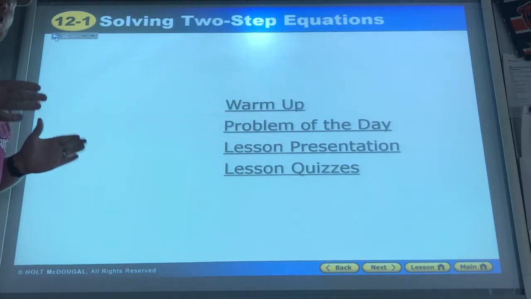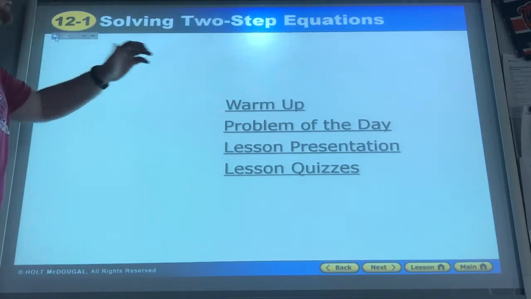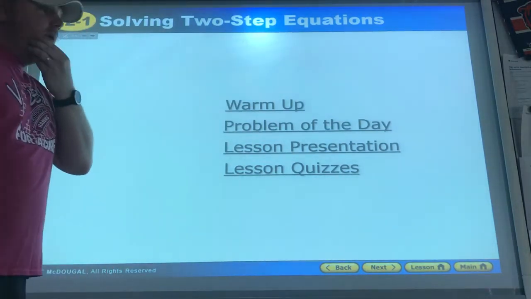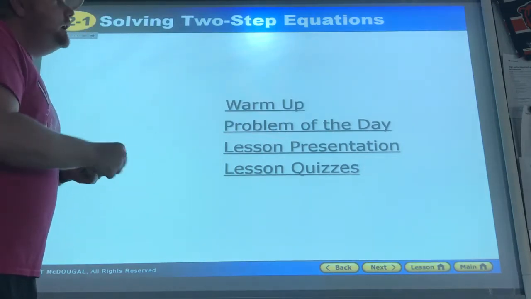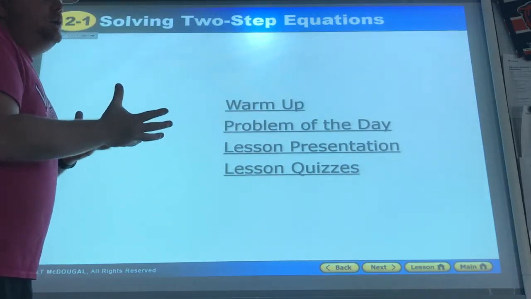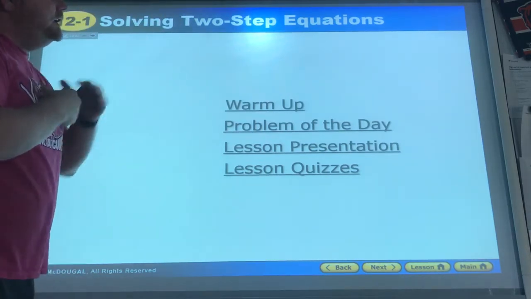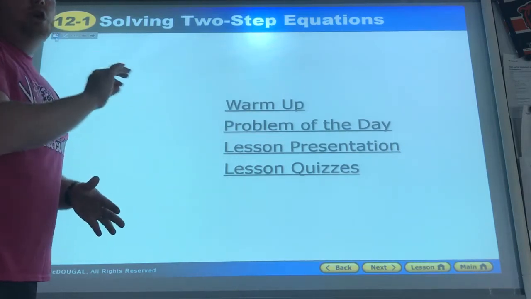PEMDAS, our order of operations sheet, is important because we're going to be using it as we do two-step equations, to know what order we do things in. But now, PEMDAS tells us what order to work in if there's only numbers. We are working in reverse to find equation solutions, so we're going to be using it in reverse. So please note the differences.